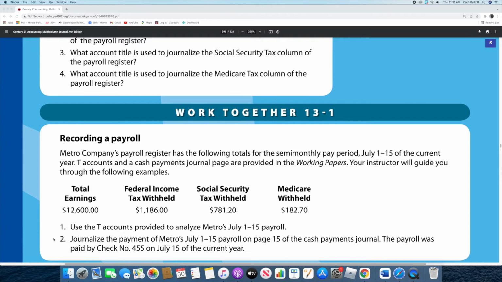Number 1. Use the T accounts provided to analyze Metro's July 1st through 15th payroll. And number 2. Journalize the payment of Metro's July 1st through 15th payroll on page 15 of the Cash Payments Journal. The payroll was paid by check number 455 on July 15th of the current year. Now that I've read over the instructions, let's jump right into the 13-1 work together.